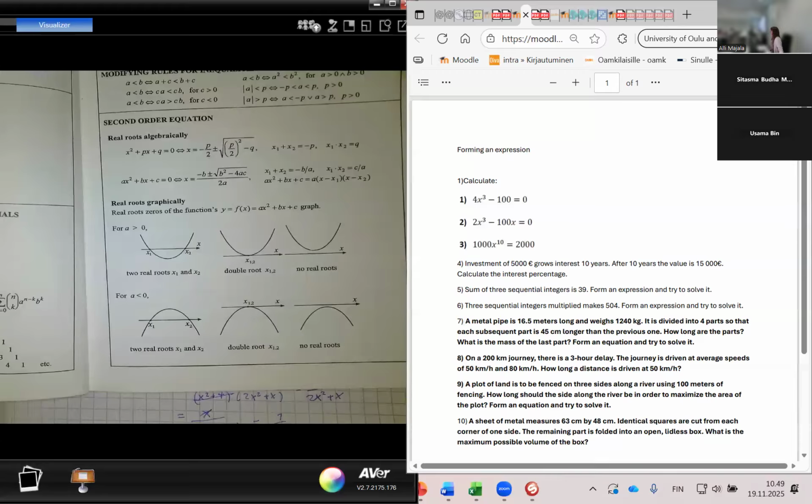Other people have done something similar somewhere, but I don't know how much. Yeah. Which one should we do? Maybe we just start this forming an expression thing now, and then we can do this second degree equation derivation at some point if we do it. Or if we don't, then we don't.